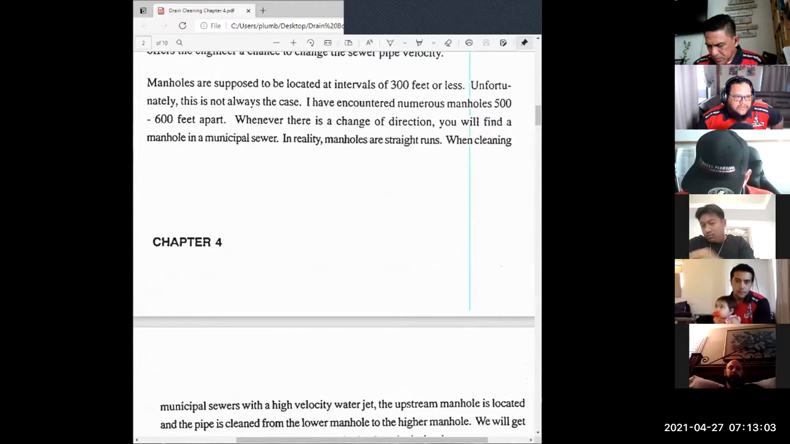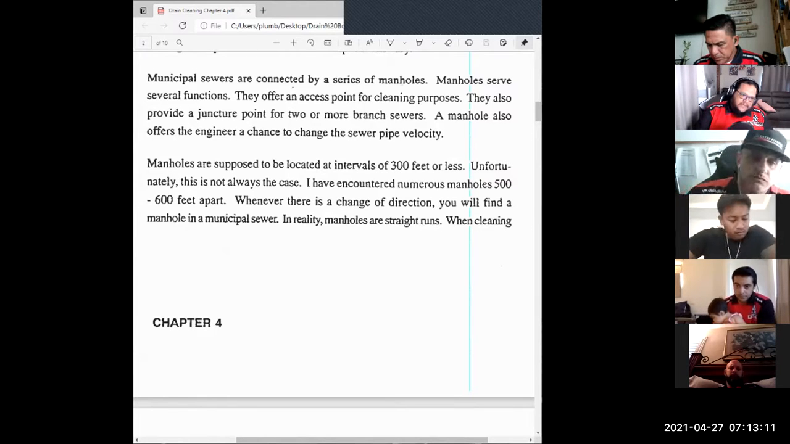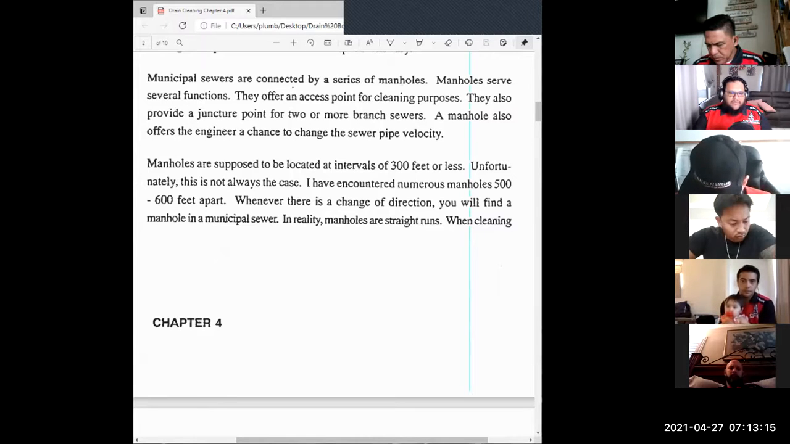I think we ended up here at manholes. So manholes are supposed to be located at intervals of 300 feet or less. Unfortunately, this is not always the case, and we've encountered numerous manholes 500 to 600 feet apart. Whenever there is a change of direction, you will find a manhole in a municipal sewer. In reality, manholes are straight runs when cleaning.